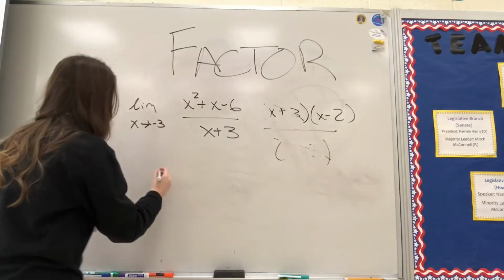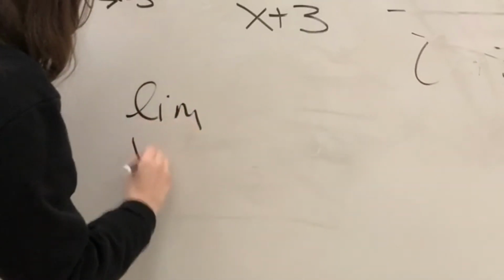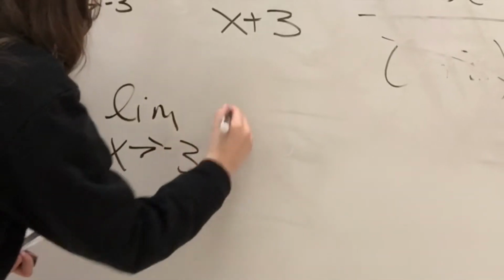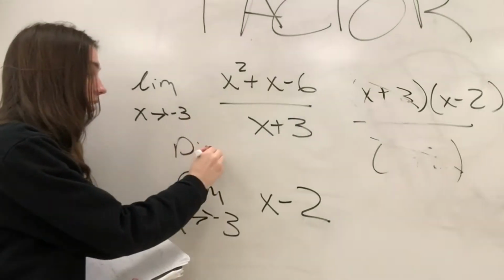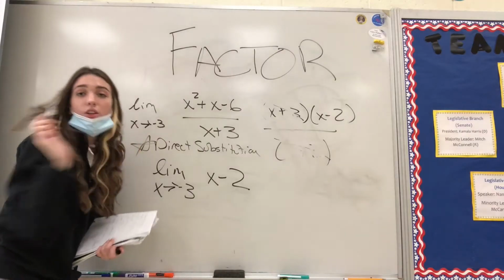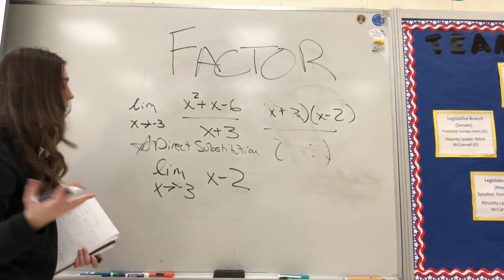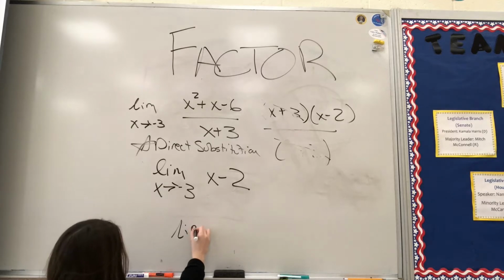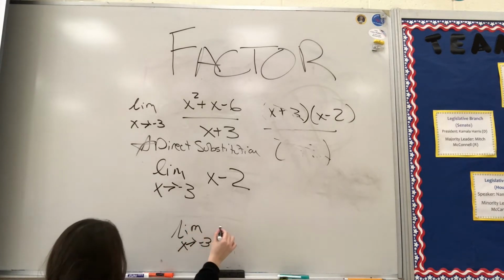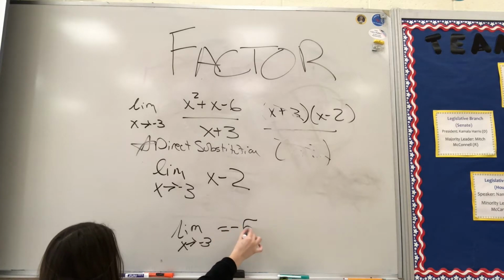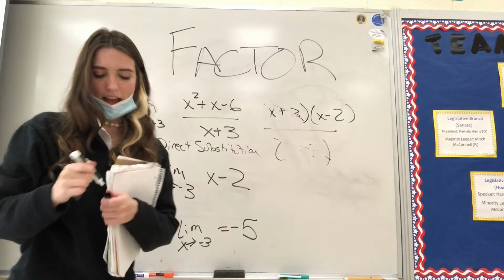And now we're left with limit as x approaches negative 3 of x minus 2. Plug it in. Use direct substitution right there, and we get limit as x approaches negative 3 equals negative 5. Just like that, easy peasy.